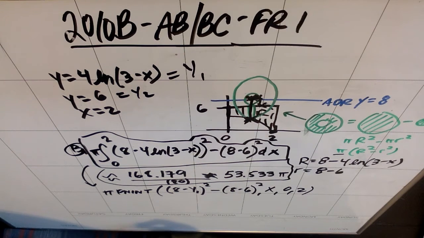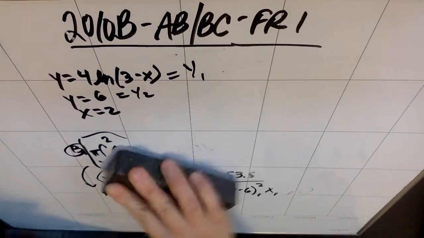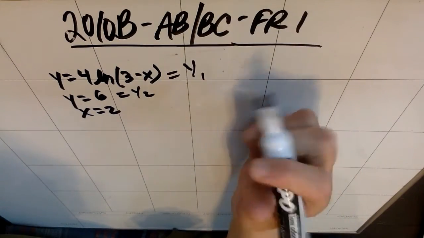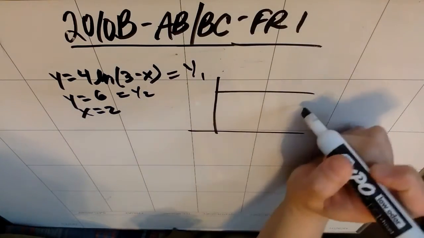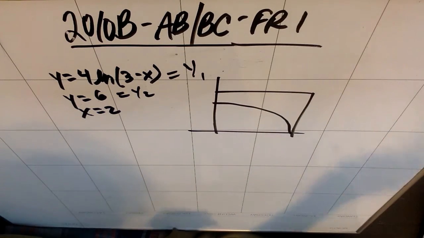Finally, part C: the region R is the base of a solid. For this solid, each cross-section perpendicular to the x-axis is a square. Find the volume of the solid. Okay, so I'm going to redraw this graph just because it's kind of seen better days. So we're looking at this region. That's not perfect, but it is what it is.